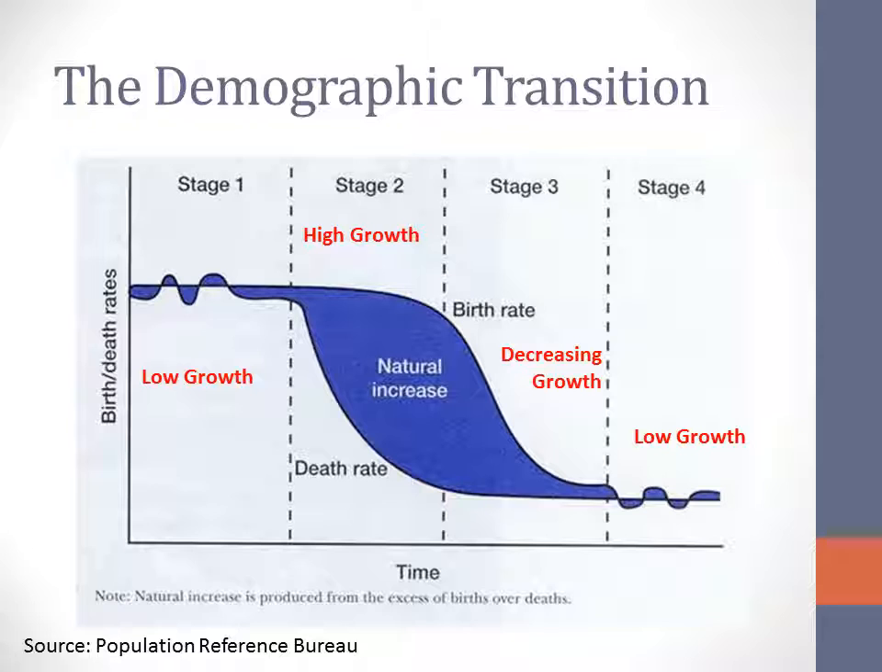So stage 4 is similar to stage 1. The similarity is that they both have low growth. But the difference is in stage 4, both birth rates and death rates are low, while in stage 1, both birth rates and death rates are high. In stage 4, life expectancy grows and increases, and this is where life expectancies start getting into the 60s and the 70s.